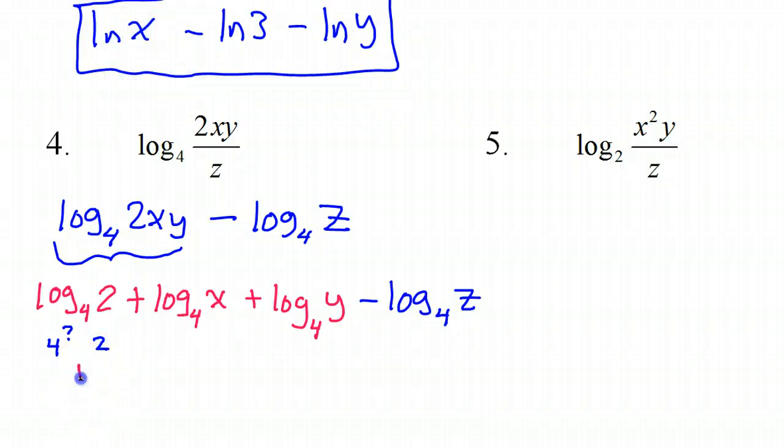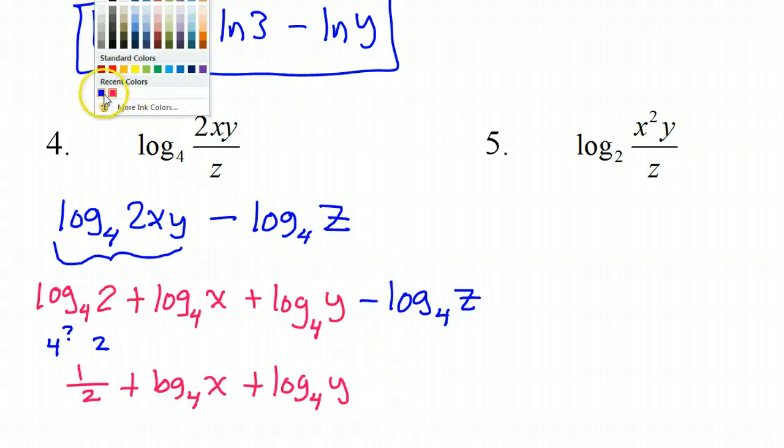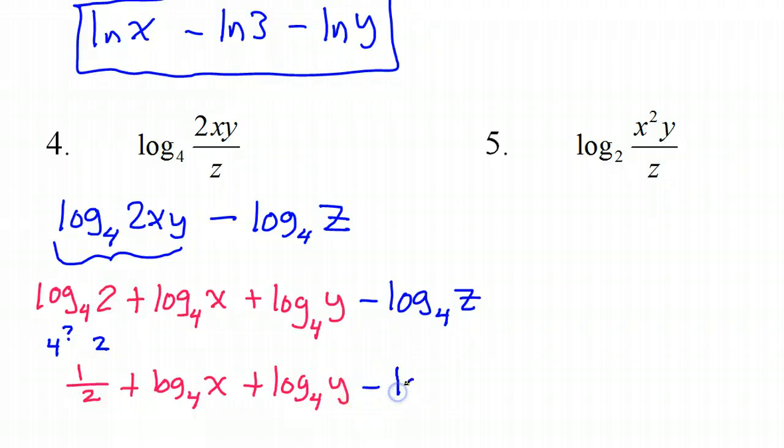So this becomes 1/2 plus log base 4 of x plus log base 4 of y. Let me keep with the blue on that one, so everybody can follow where the stuff is coming from. So minus log base 4 of z. And this would be the full correct answer for number 4.